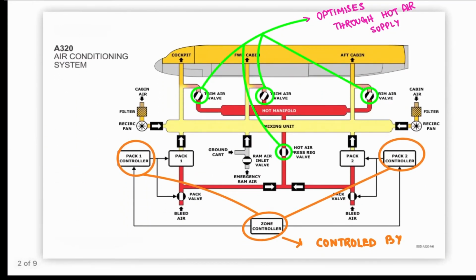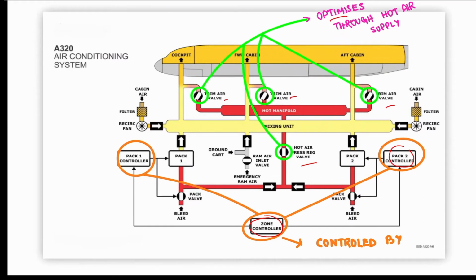So here is the diagram. Basically I told you earlier that the whole packs are controlled by the zone controller and the pack controller. The air is optimized by the hot air pressure regulating valve and the trim air valves, which are shown here. So that optimizes the air. Okay, so let's just dive into the main flow.